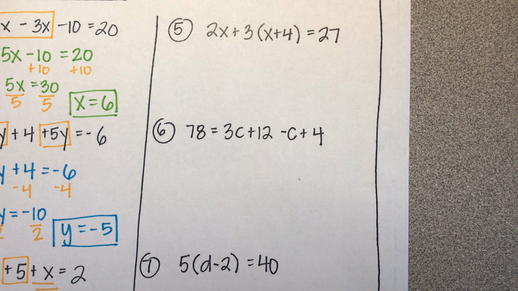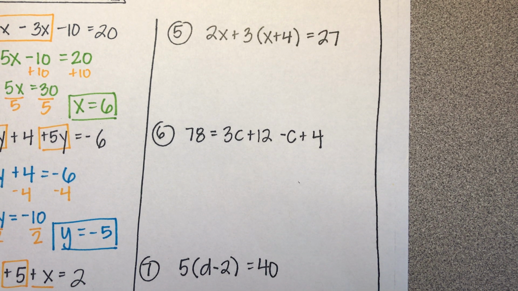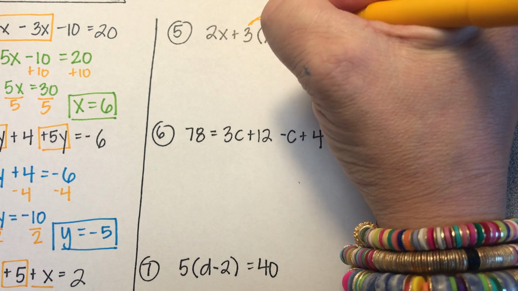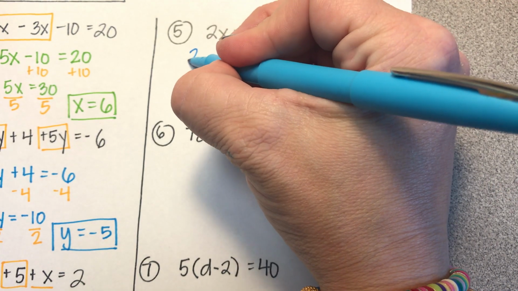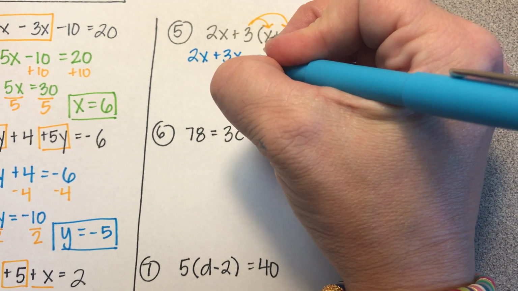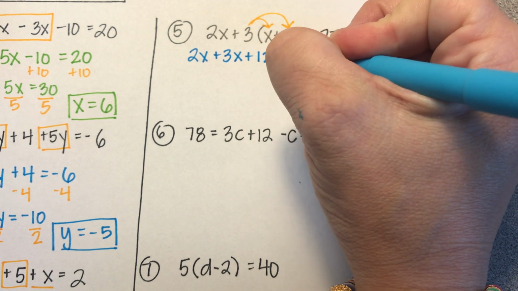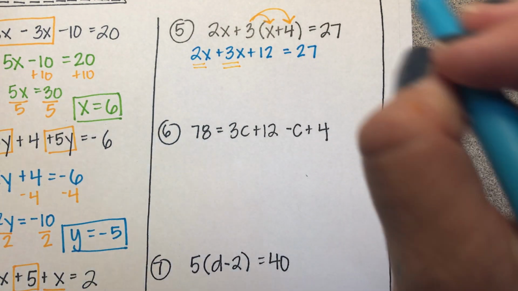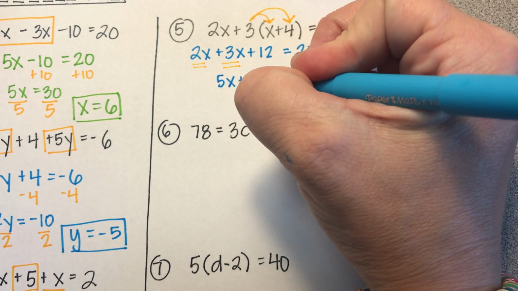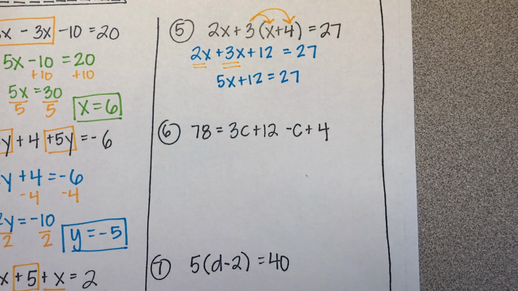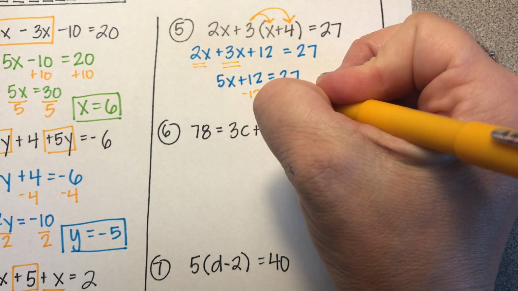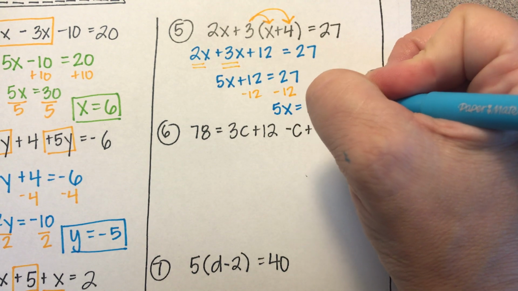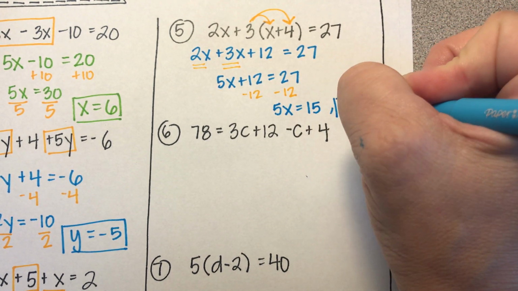Okay, why don't you pause your video and try to do number 5 on your own, and then we'll come back and check and see what you got. Okay, first thing you should have done is distributive property. So the 2x stays, plus 3x plus 12 equals 27. And then my like terms, 2x and 3x is 5x plus 12 equals 27. We're going to subtract 12, I'm running out of space. 5x is 15, so x would be 3.